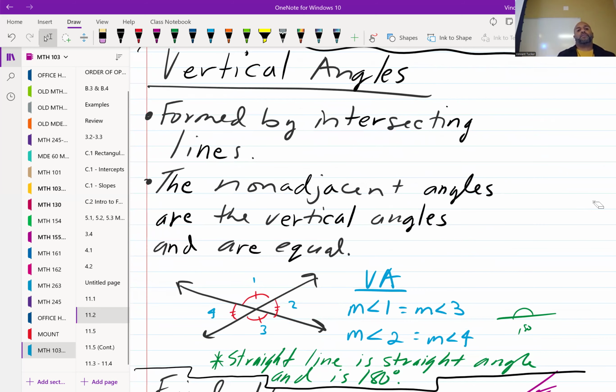All right, next term or next relationship, we have vertical angles. They're formed by intersecting lines. The non-adjacent angles are vertical angles and are equal. So when we look at this x that's created by these intersecting lines, 1 and 3 are vertical angles, 2 and 4 are vertical angles. So whatever your opposite angles are, those are the ones that are considered vertical, and they are considered equal to each other.